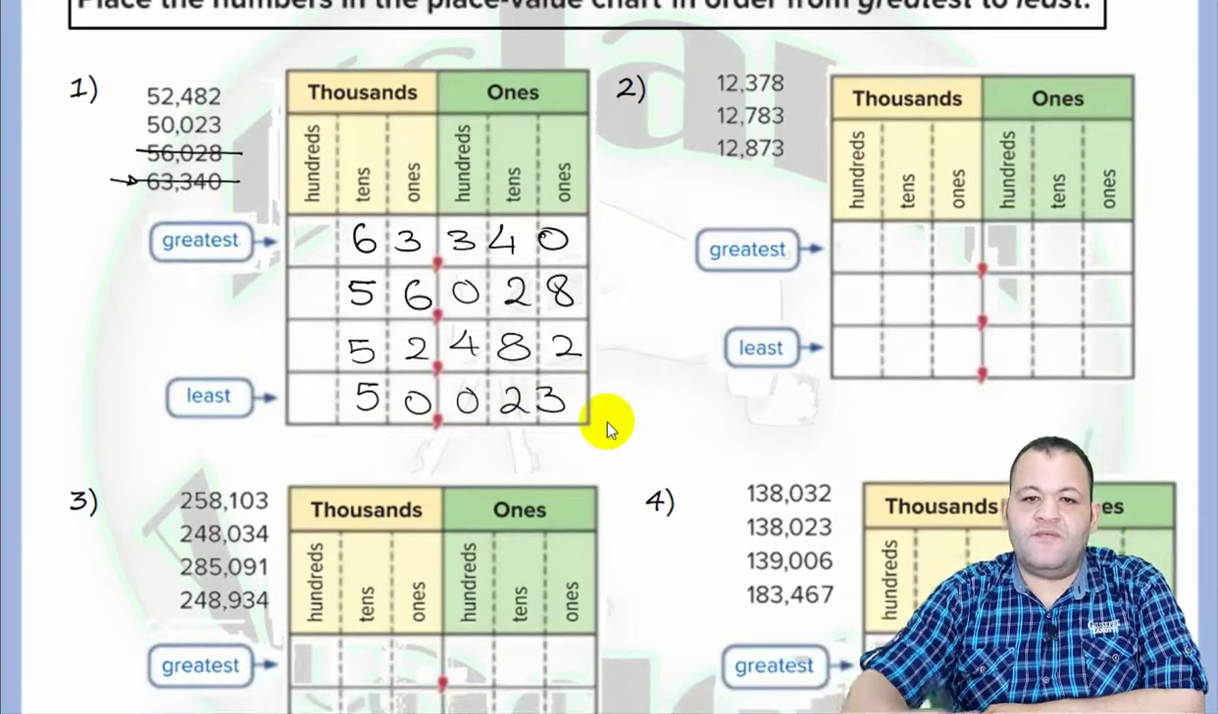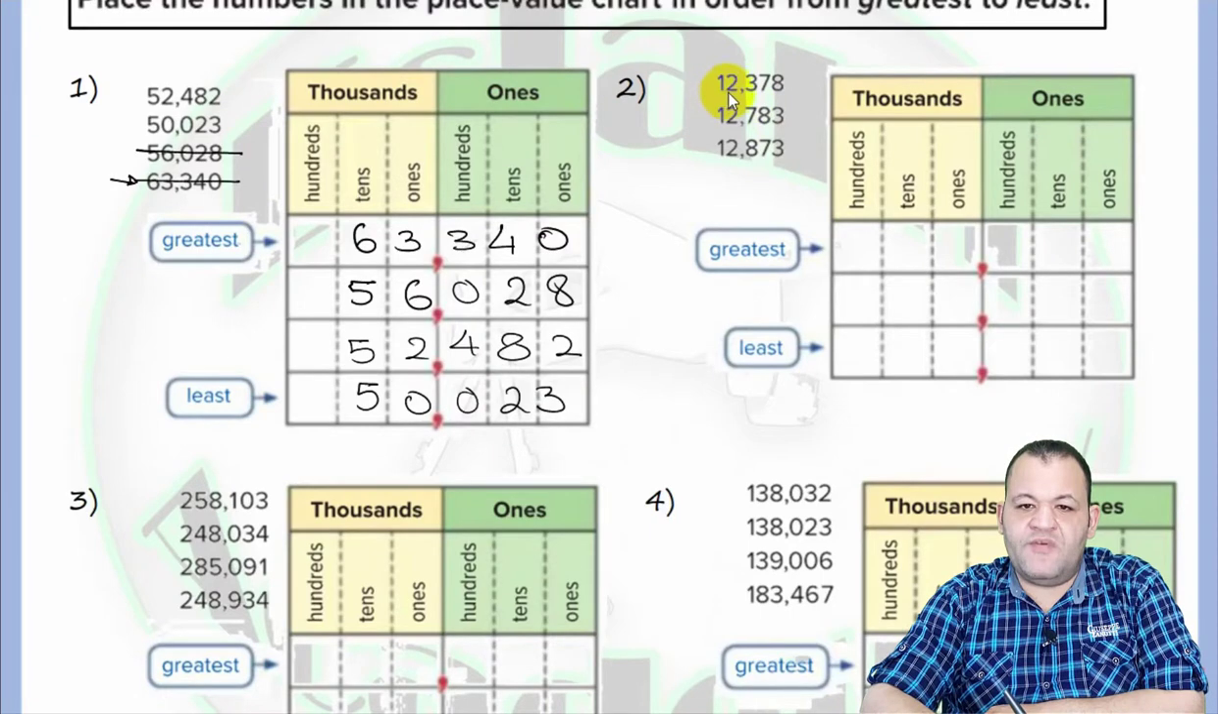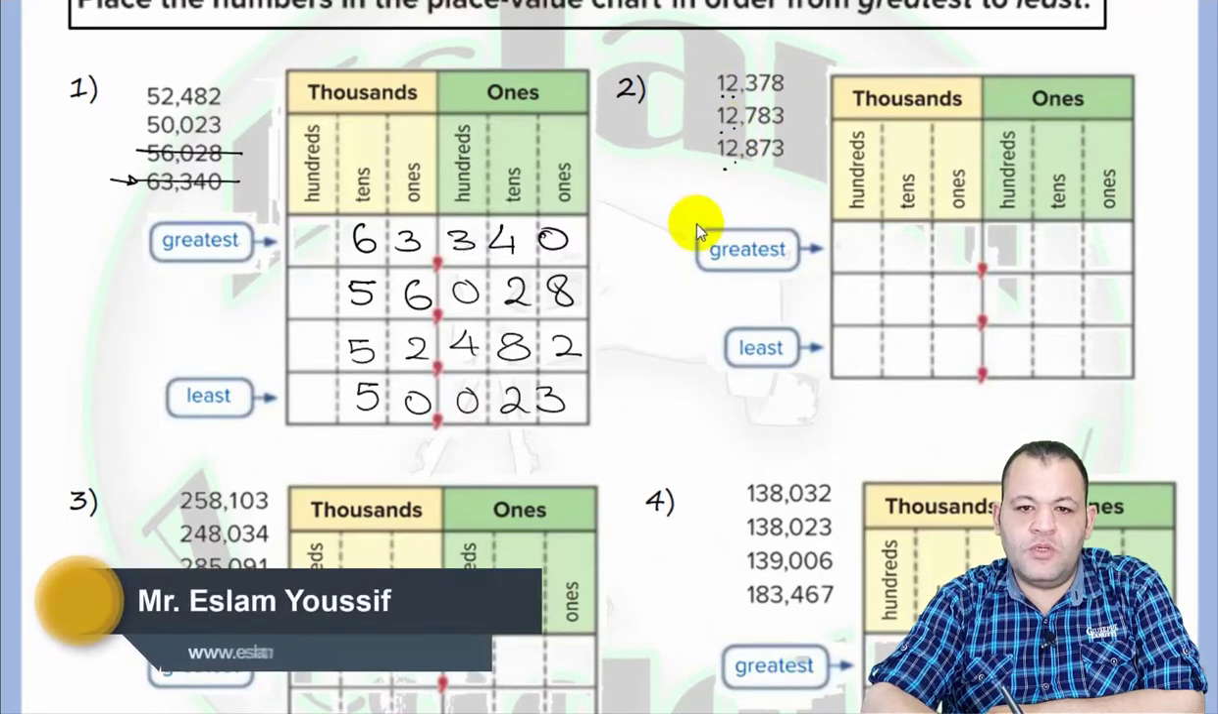Again, in question number 2, we have 12,378, 12,783, and 12,873. If you look at the three numbers that we have, you will find that all of them are formed from 5 digits. So we start looking from the left. We have 1, 1, 1, so they are equal. Then we have 2, 2 and 2, all of them equal. So the next digits are 3, 7 and 8. 8 is the greatest.